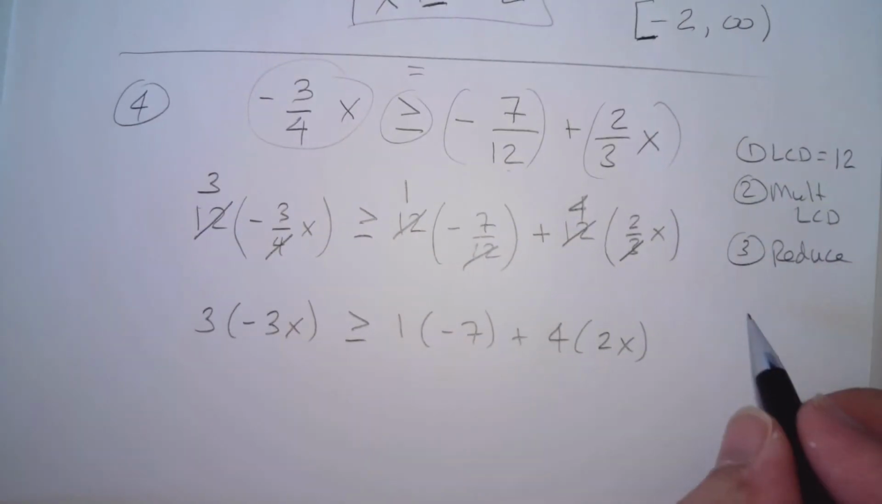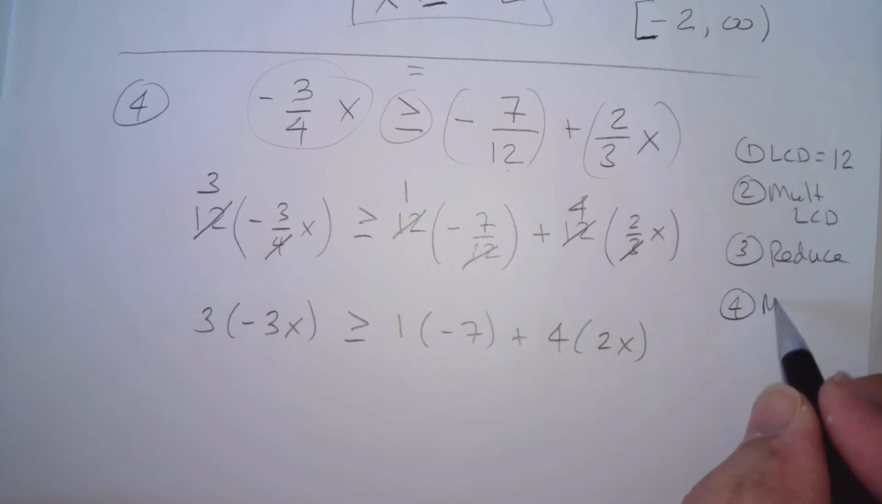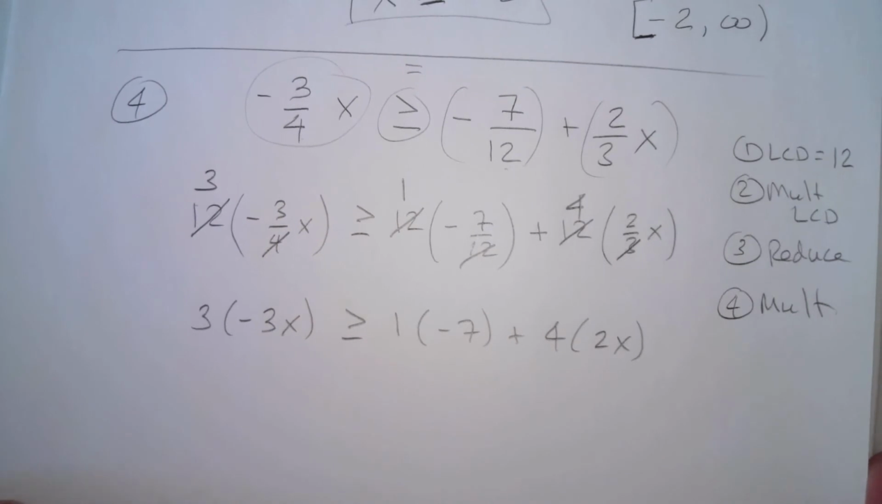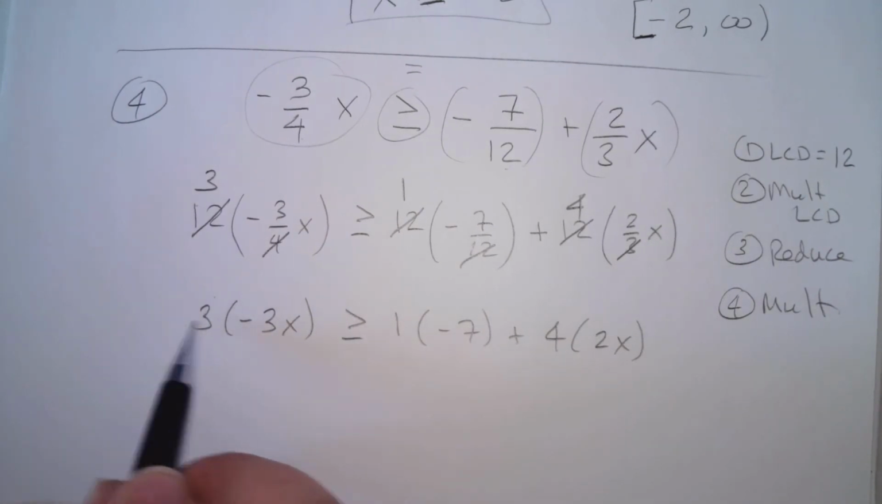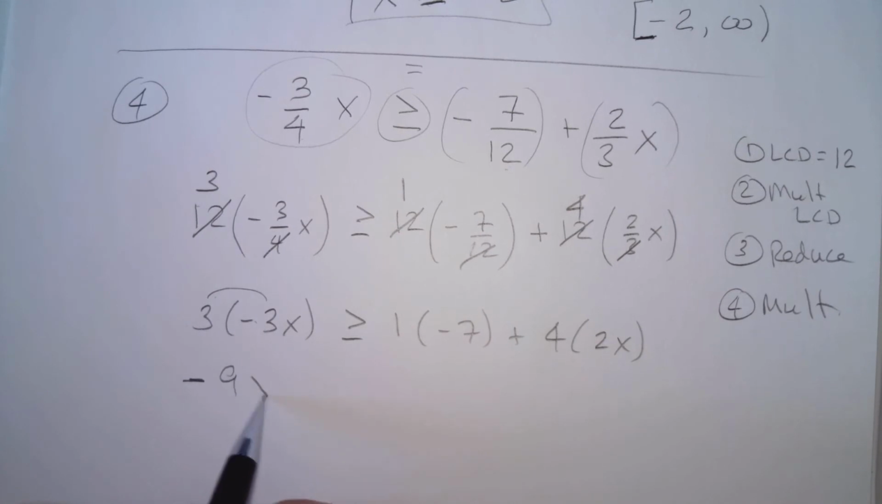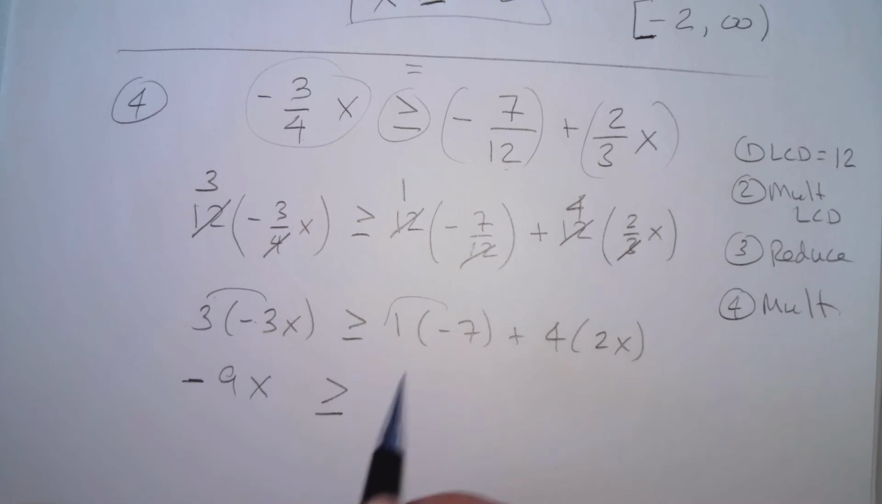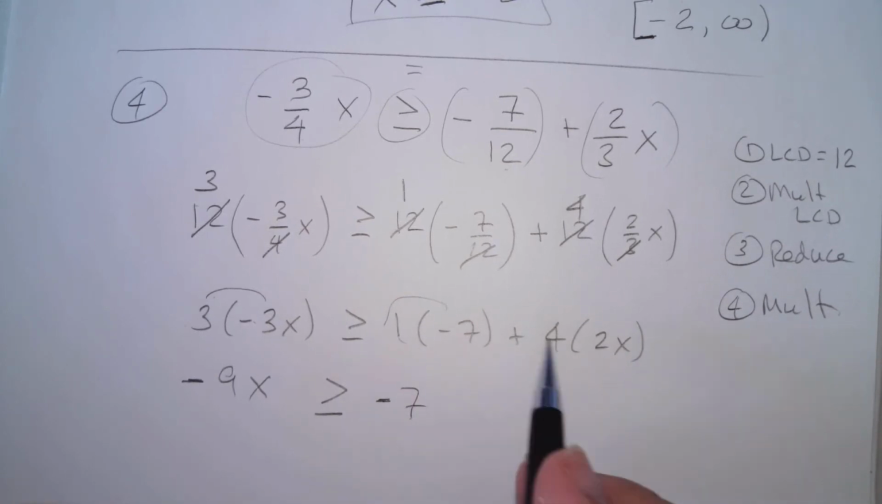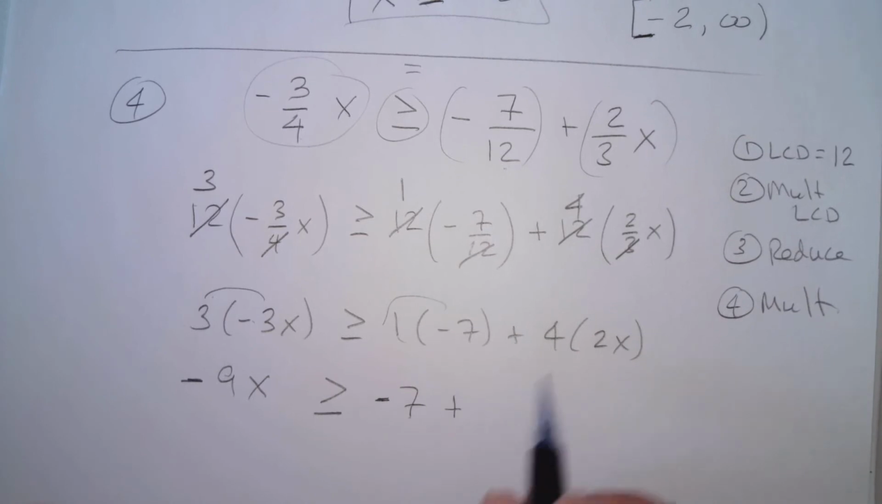No more fractions, so let's multiply to get rid of the parentheses, sorry. Positive times negative is negative. 3 times 3 is 9x. Positive times negative is negative. 1 times 7 is 7. Positive times positive is positive. 4 times 2 is 8x.